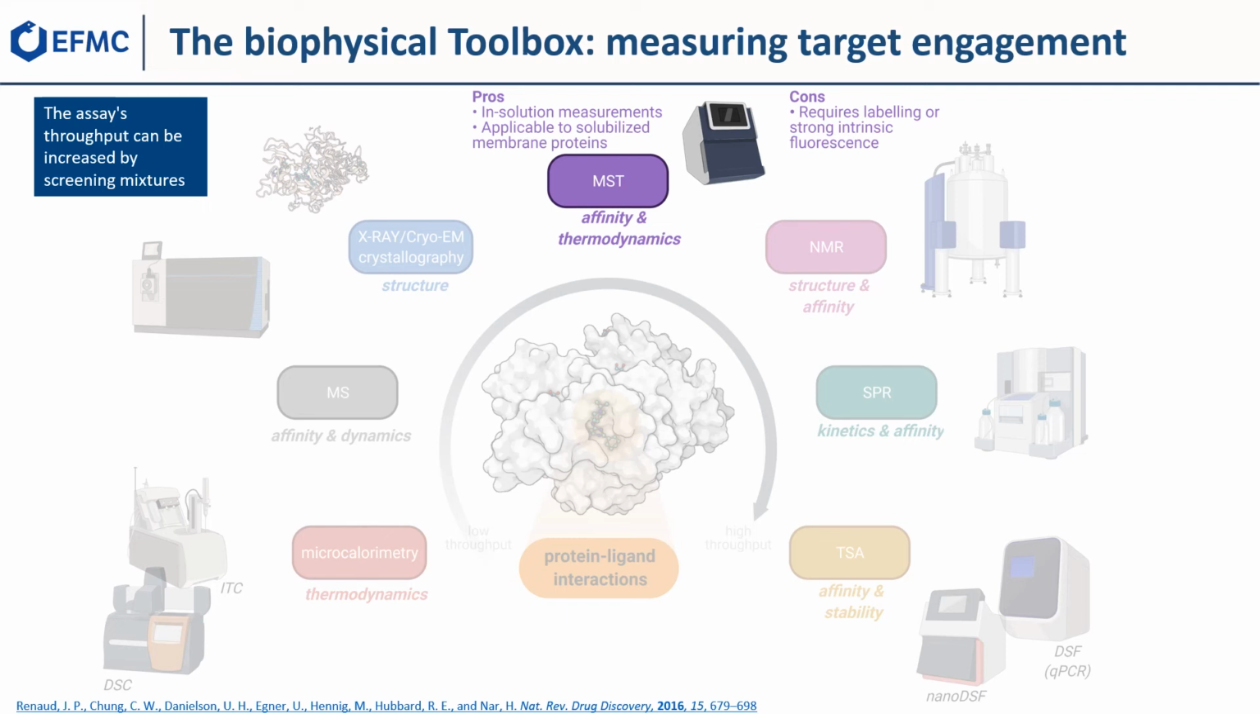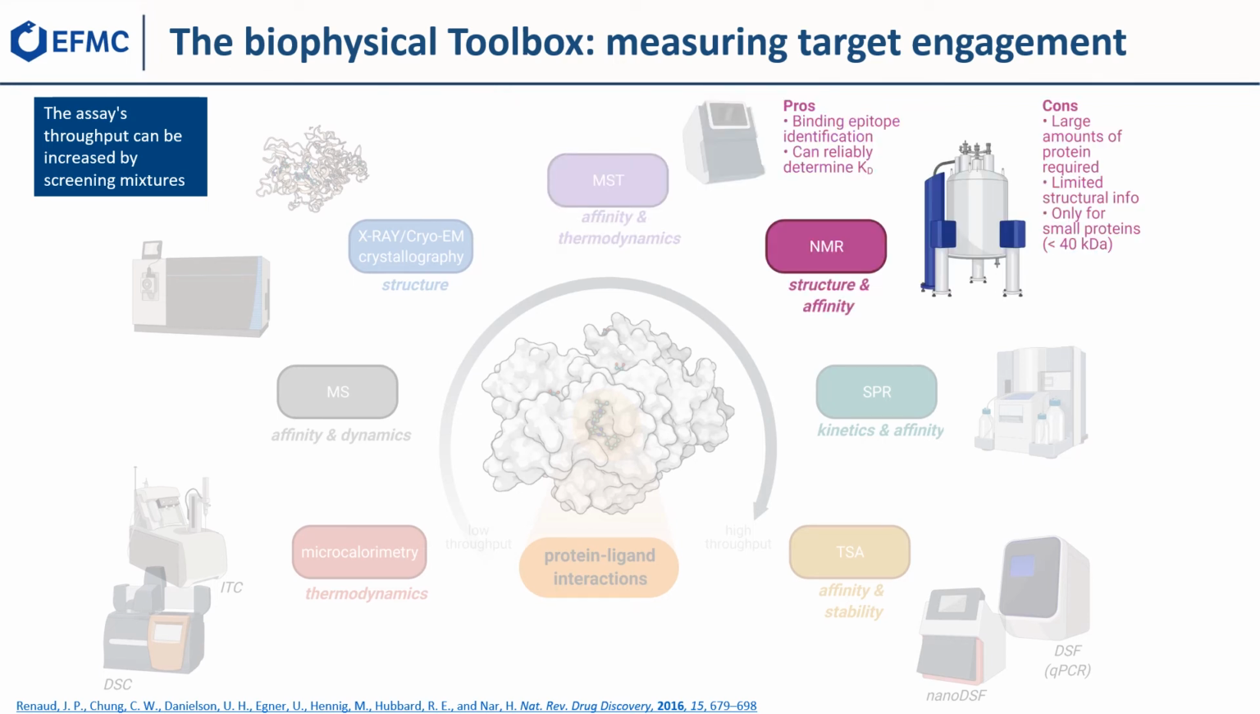Any change of the chemical microenvironment of the fluorescent probe, as well as changes in the hydration shell of biomolecules, result in a relative change of the fluorescence detected when a temperature gradient is applied, and can be used to determine binding affinities. MST allows measurement of interactions directly in solution without the need of immobilization to a surface, so it is an immobilization-free technology. On the other hand, it requires labeling of the target or strong intrinsic fluorescence.